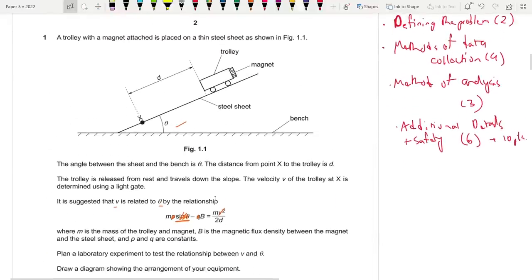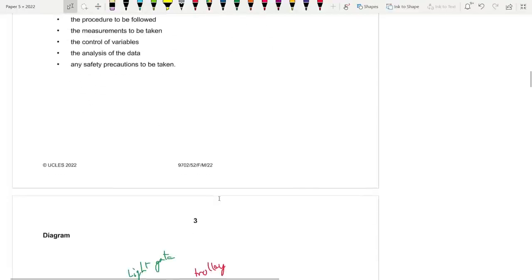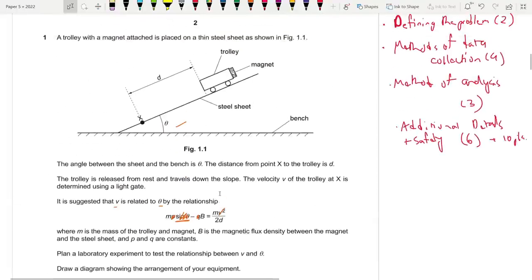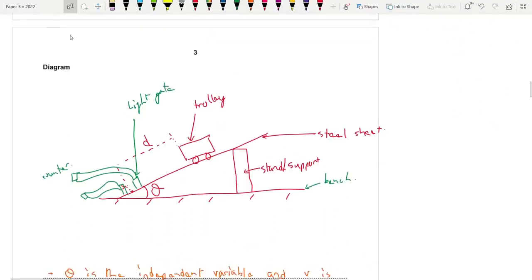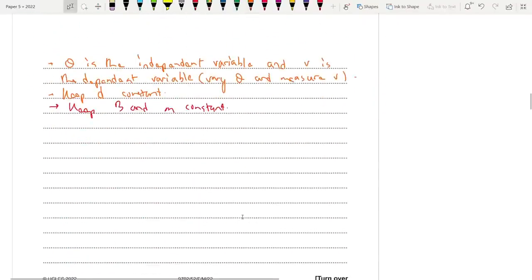Now we're going to talk about how we're going to measure theta and calculate v. Okay, so this is actually not called the counter, my bad. It's called a timer or data logger. So you can get a mark for this. If you draw it on the diagram, you can write it down as well, so it's fine.